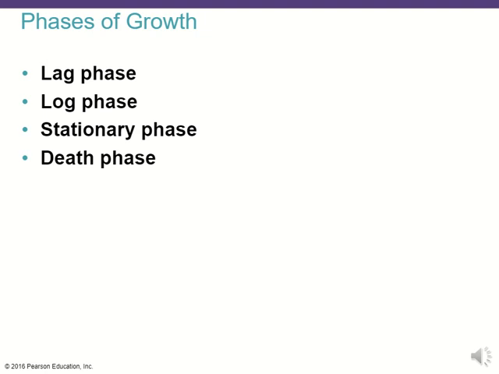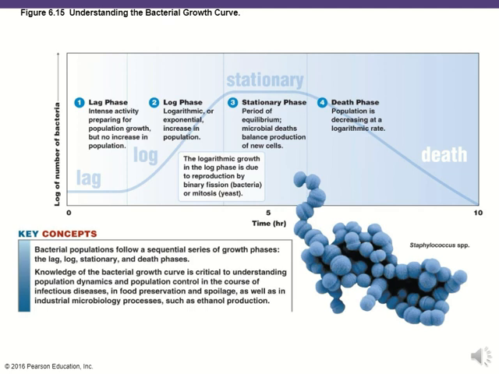Now, phases of growth. There are going to be 4 different phases. Essentially a lag phase, which is the intense activity of a cell preparing for growth, but there is no growth in the population yet. There is the log phase, or the logarithmic or exponential growth or increase in that population of microbe. Then there's the stationary phase, which is a period of equilibrium where microbial death is balanced by the growth of new cells. And then there's a death phase, where the population trends to decreasing at a logarithmic rate.